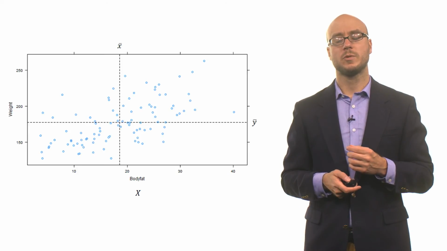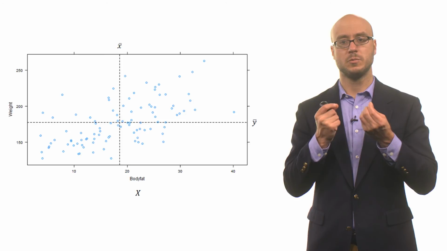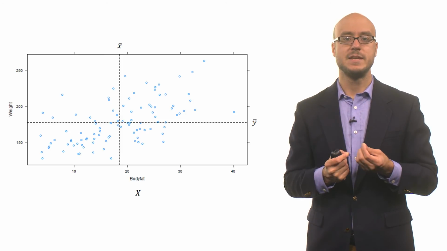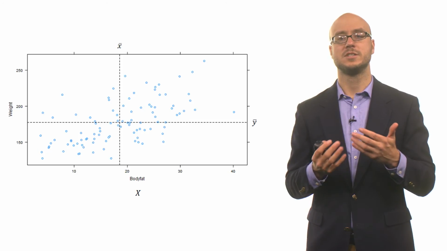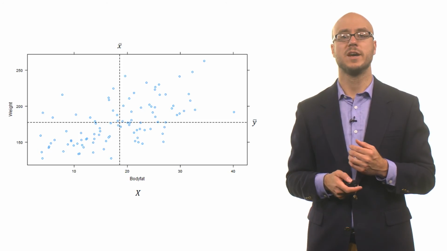If you look at regions 2 and 4, those regions in which we expect a set of negative cross products, there aren't as many data points, and the data points in general tend to be a little bit closer to the mean of x and the mean of y. This reflects the fact that there is, in general, a kind of positive linear relationship in the set of data.